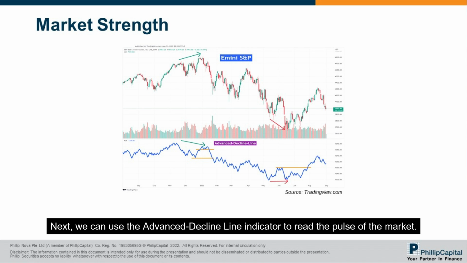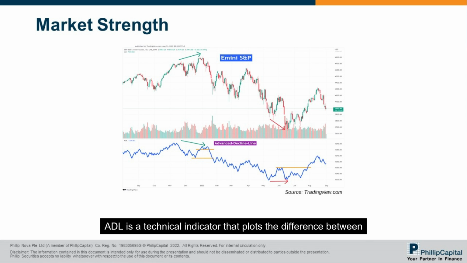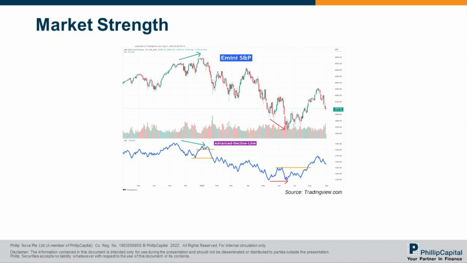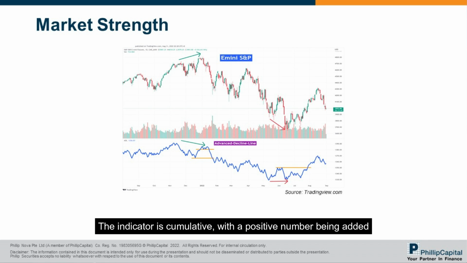Next, we can use the advance-decline line indicator to read the pulse of the market. ADL is a technical indicator that plots the difference between the number of advancing and declining stocks of all US stocks on a daily basis. The indicator is cumulative, with a positive number being added or a negative number subtracted from the prior number.